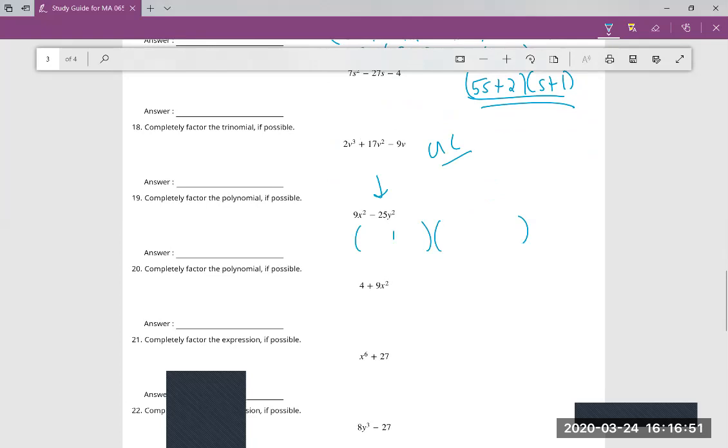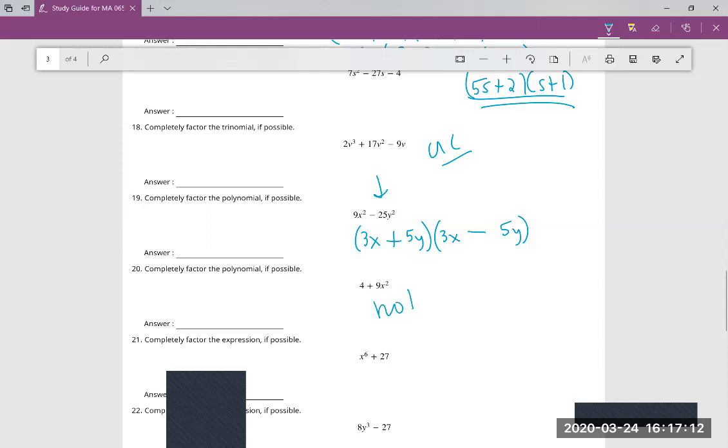one will be plus and one will be minus. The square root of 9x squared is 3x. The square root of 25y squared is 5y. And that is the answer. Because remember, on these, the middle terms cancel each other out. So we have 9x squared, negative 25y squared.